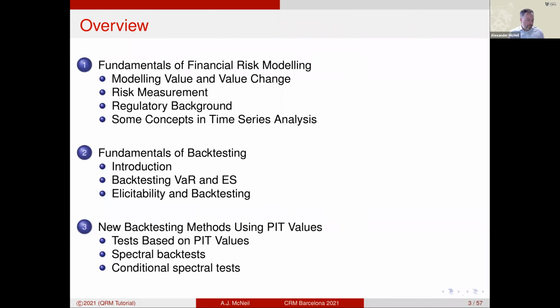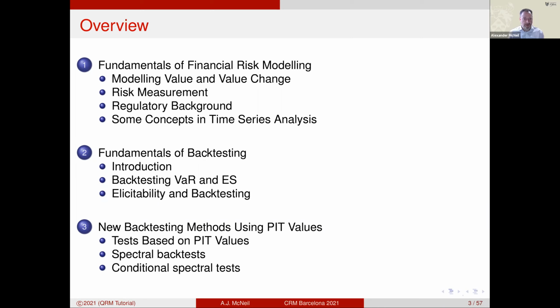Okay, so here's the overview. There will be roughly three thirds. I'm going to move at quite a fast tempo, certainly in part one, so that we can cover as much of this as possible in the, I think, just under 3 hours that we have. And first, I'll talk a little bit about the fundamentals of financial risk modeling. I will set the scene, talk about value, change in value, how we measure the risk associated with change in value. I'll say a little bit about the regulatory background for the trading book and market risk, and go over a couple of concepts in time series analysis, which will be useful in the examples.